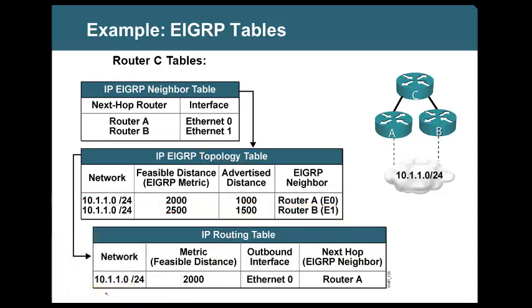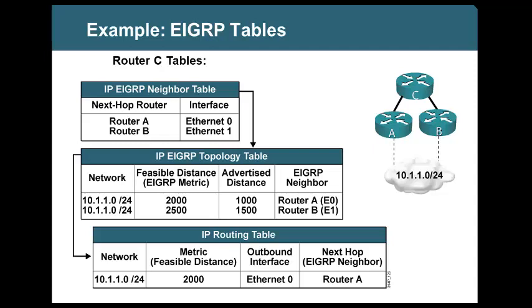So all available paths will not be seen in the topology table. All available paths to a destination won't be seen there. Only those paths that satisfy the feasibility condition can be seen. And in the routing table, only the best path.